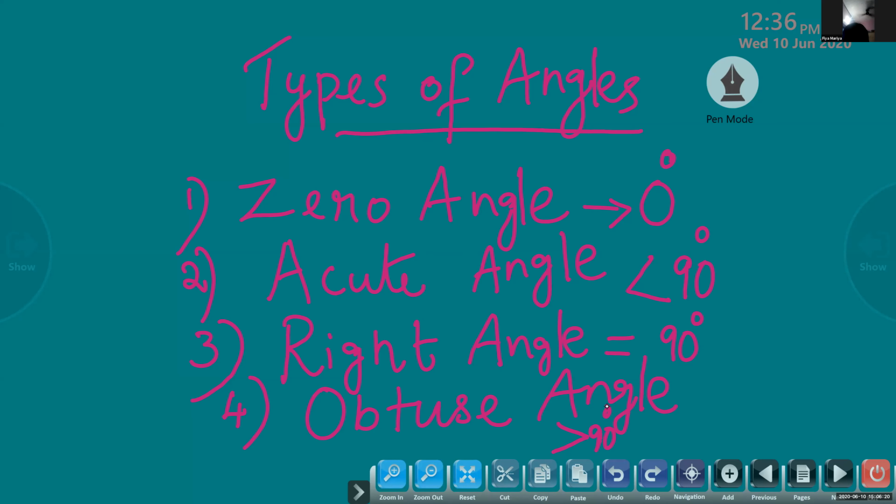So we have discussed what are the angles. What is an angle? What is a vertex? Arms. Now we are discussing types of angles. Today we discussed 4 types of angles: zero angle, acute angle, right angle, obtuse angle.